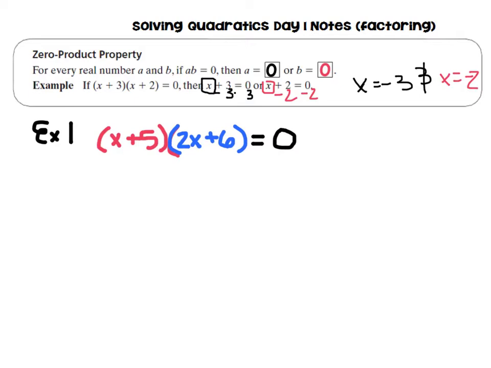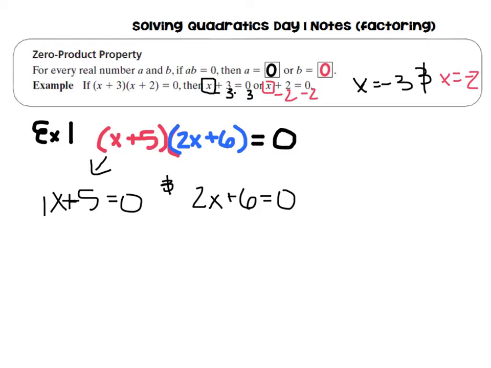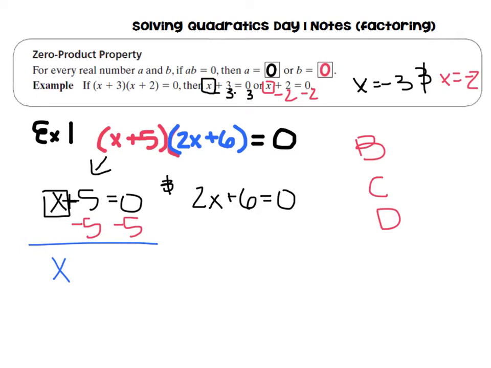So another example, let's say I have x plus 5 times 2x plus 6 equals 0. Well, I'm going to take this part and say x plus 5 equals 0, and I'll say 2x plus 6 also equals 0. All I have to do is solve for x. First, I box my variable, cancel what's beside it by doing the opposite. Remember those three letters, B, C, D. x equals negative 5.